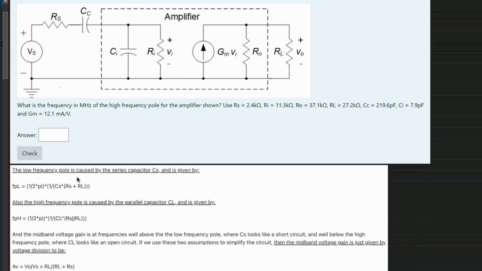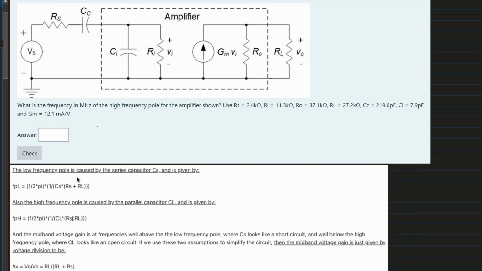In this problem, we have the following circuit. We're asked what is the frequency in megahertz of the high frequency pole for the amplifier shown. Now, although we're asked for high frequency, we're also going to be looking at low frequency and the midband voltage if we wanted to find those. But first, we're going to do our problem.